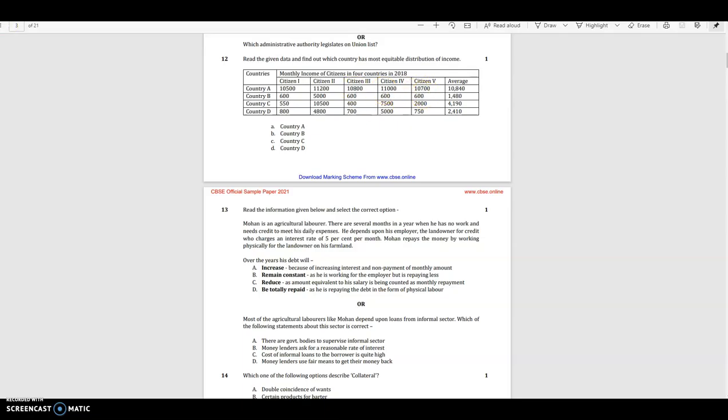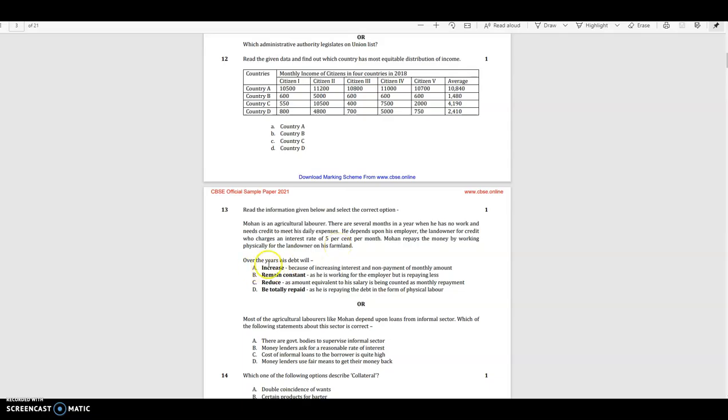Okay. Then next question, read the information given below and select the correct option. Mohan is an agricultural laborer. There are several months in a year when he has no work and needs credit to meet his daily expenses. He depends upon his employer, the landowner, for credit, who charges an interest rate of 5% per month. Mohan repays the money by working physically for the landowner on his farmland.